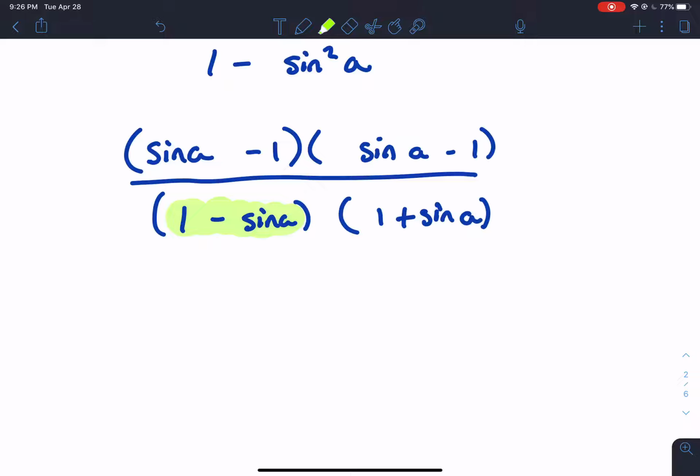So what you can do is you can take out a negative 1 from the first sine of A minus 1, okay? So if you do that, it's negative 1 times sine of A.